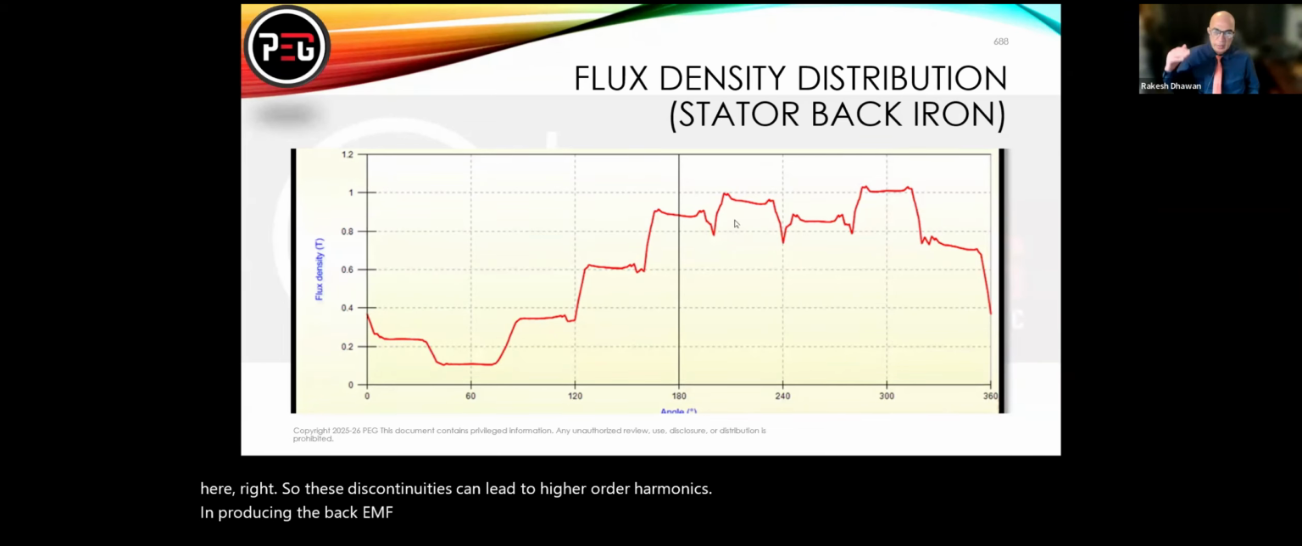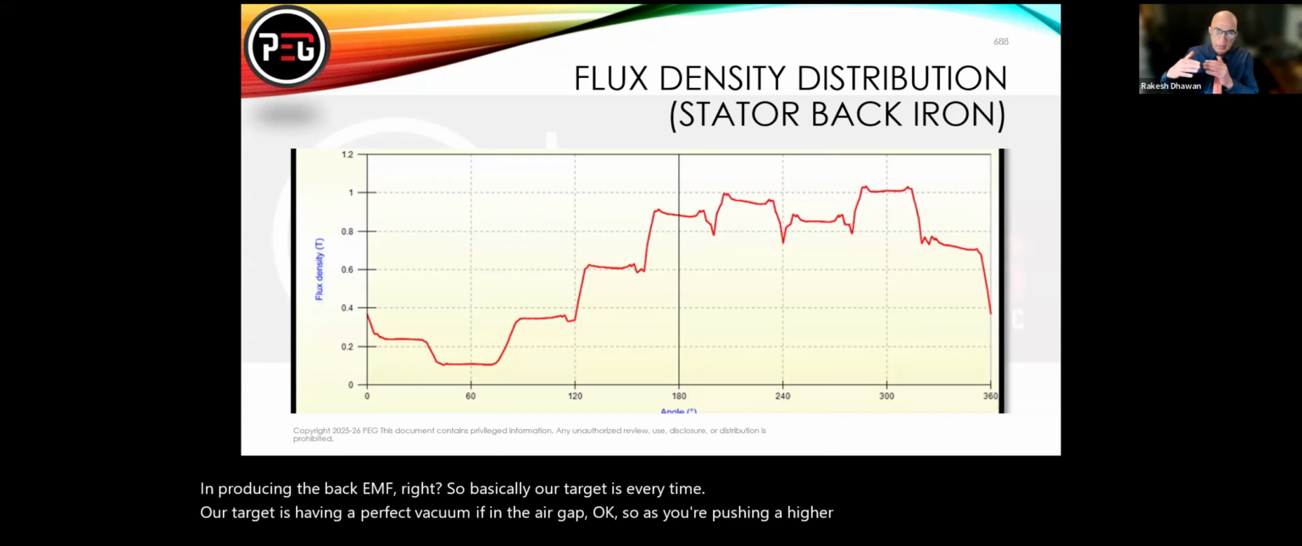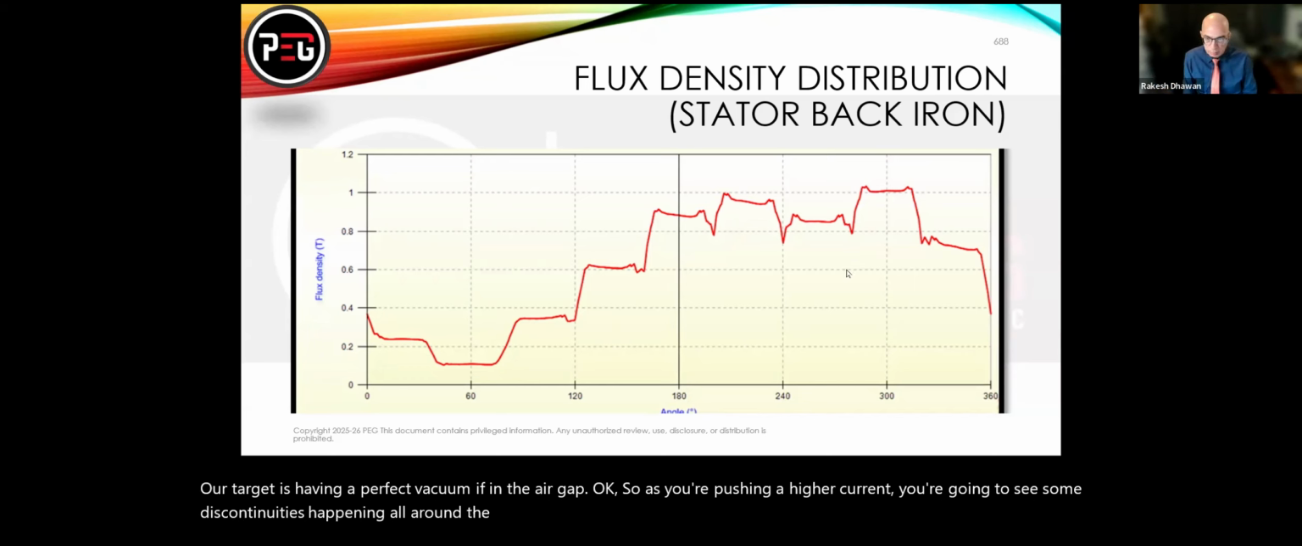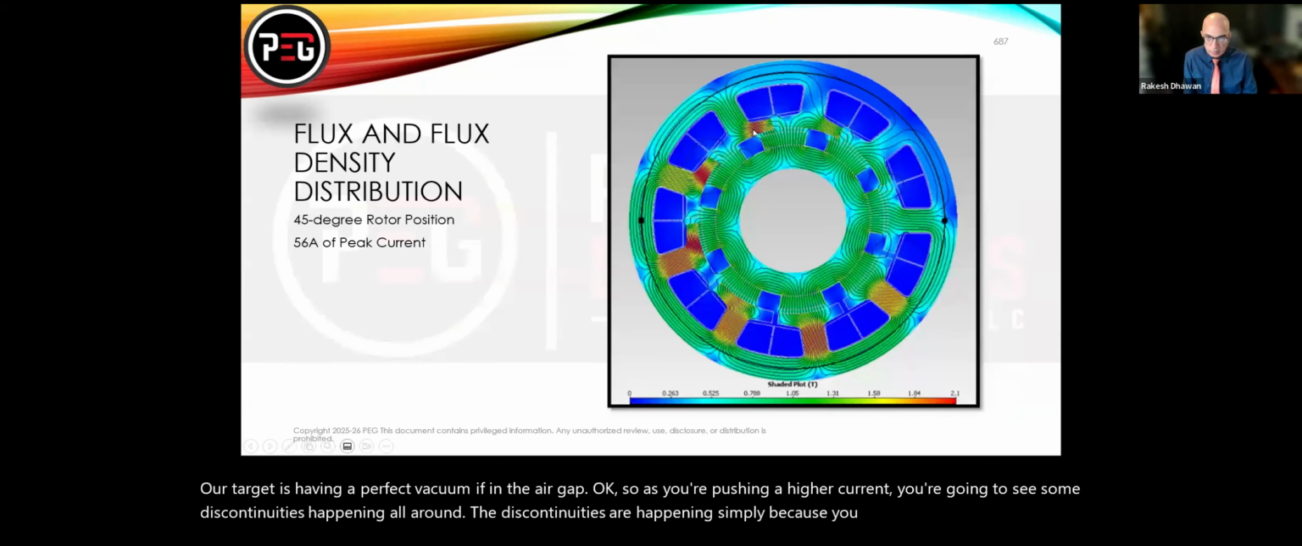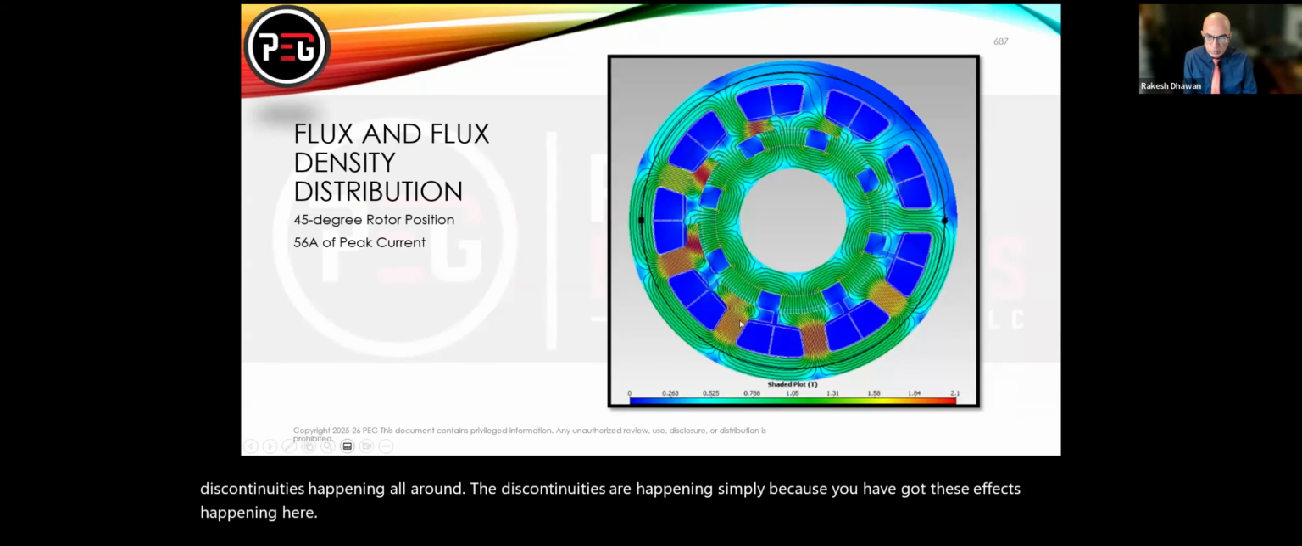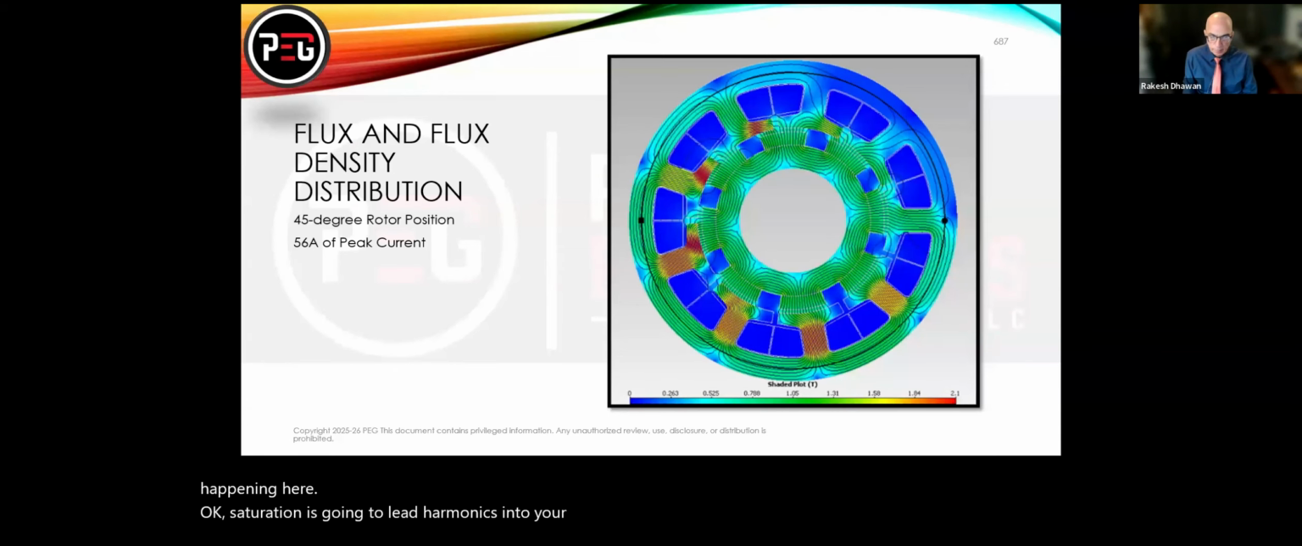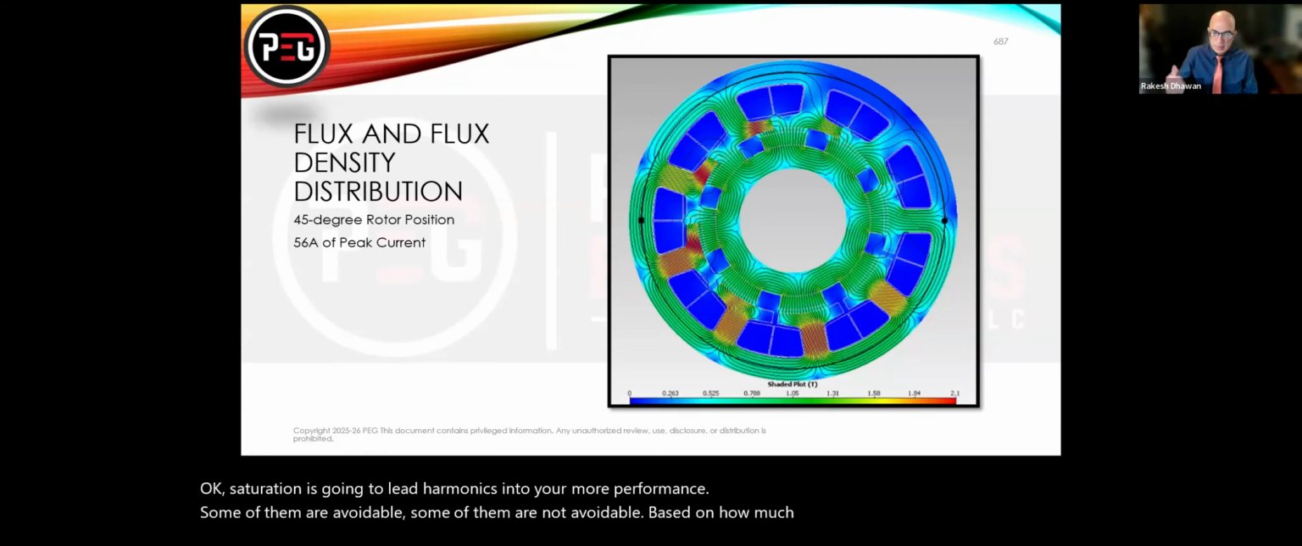So basically, our target every time is having a perfect back EMF in the air gap. As you're pushing a higher current, you're going to see some discontinuities happening all around. The discontinuities are happening simply because of these effects. Saturation is going to lead harmonics into your motor performance. Some of them are avoidable, some of them are not, based on how much performance and how much optimization you need.